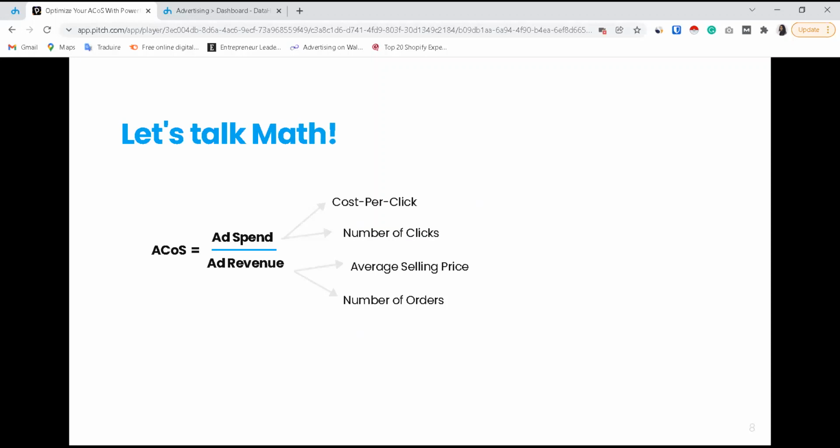Ad spend is made up of cost per click and the number of clicks. Basic, right? The amount of money you are spending is the total clicks times the cost of one click. Ad revenue is how many orders are placed and the average selling price. Still makes sense. Let's break it down even further.